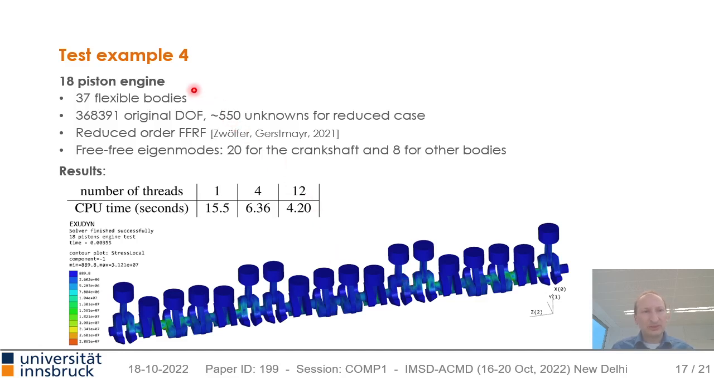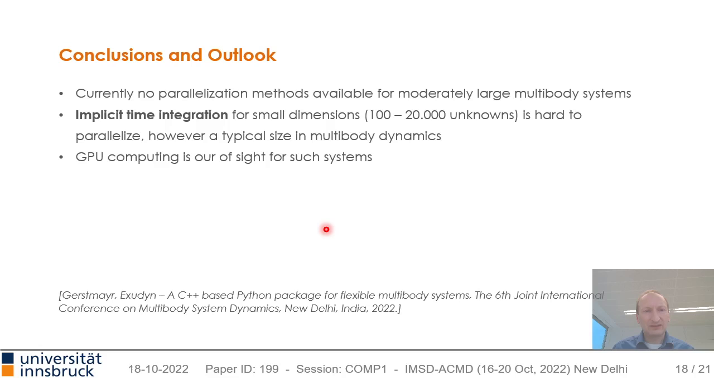The same also for this 18 piston engine with the floating frame of reference formulation and modal reduction to 550 unknowns out of the original 300,000 unknowns. Again here, out of the box, without any adaptations, we get a speedup factor close to 4 for this quite typical multibody example.